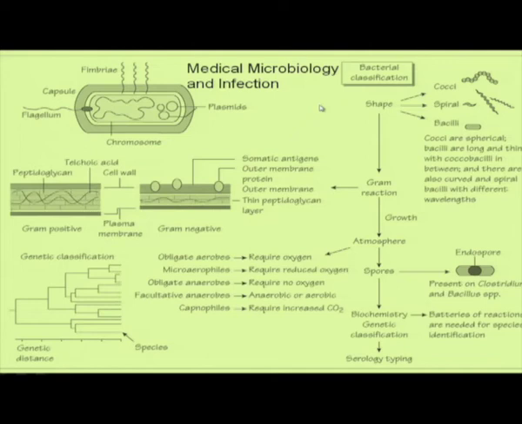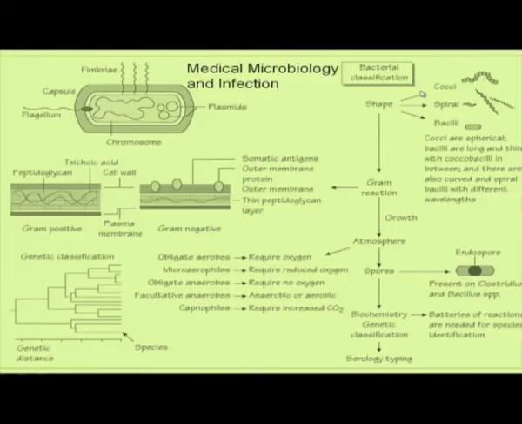When we look into the classification, as I said, based on shape, there are the cocci, the spiral and the bacilli. Cocci are spherical, the bacilli will normally be very long and thin, and you have the in-between class called coccobacilli, which is neither coccus nor a spirillum. And in some cases you will see curved and spiral bacilli with different wavelengths also. The shape in some cases is rigid, some organisms are in between.